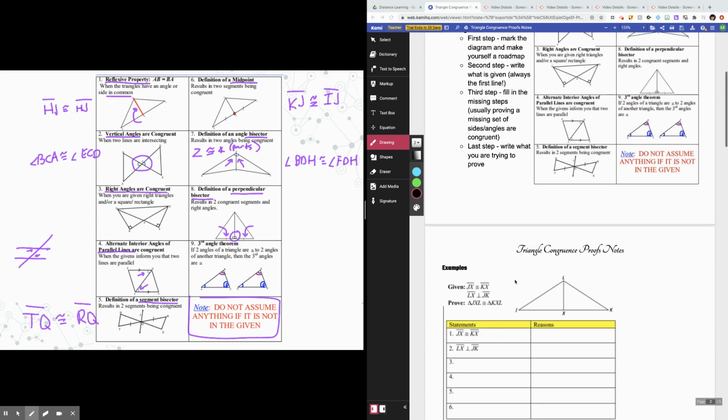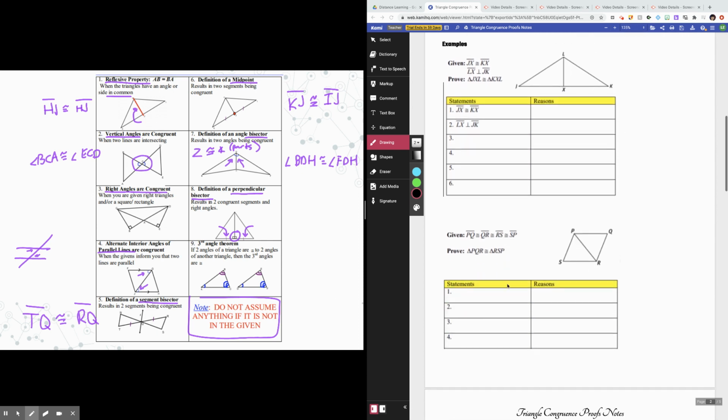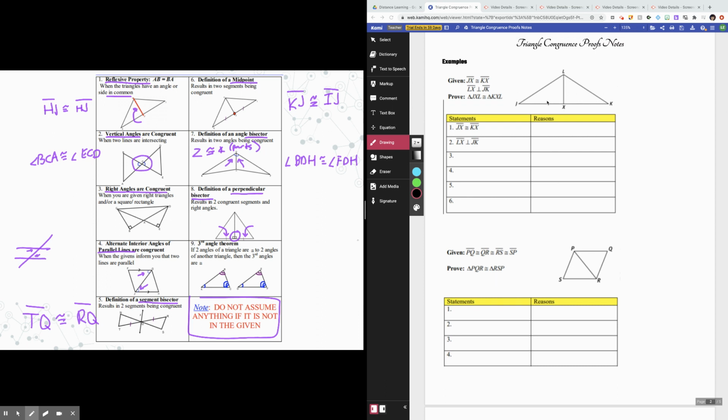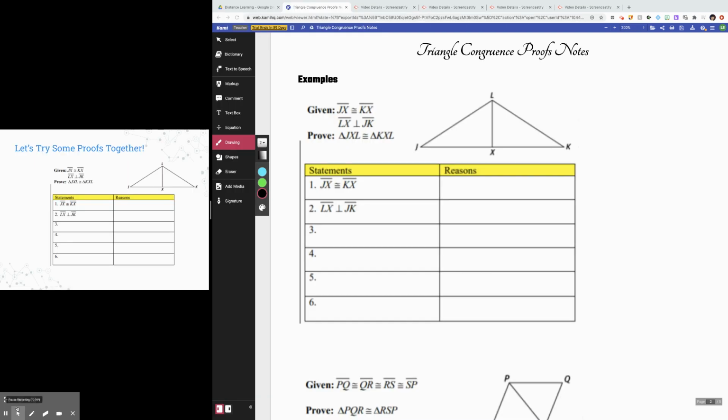All right, so give me a moment to erase my screen, clear this stuff off, and then we're gonna do a couple of examples together. All right, y'all, so here is our first sample proof, okay? I made this side a little bit bigger just so it was easier for me to do my drawing and my writing because I have a text tool over here.